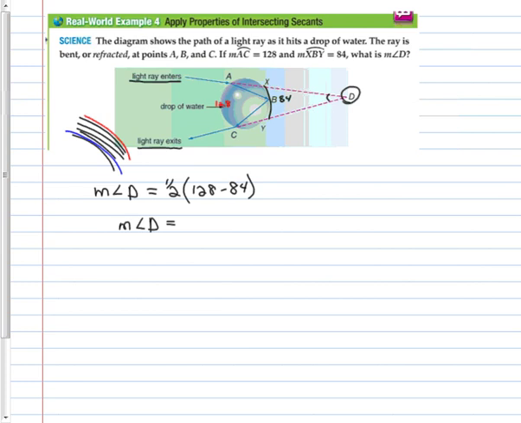22? Is that what we're getting? Yeah. 22 degrees.